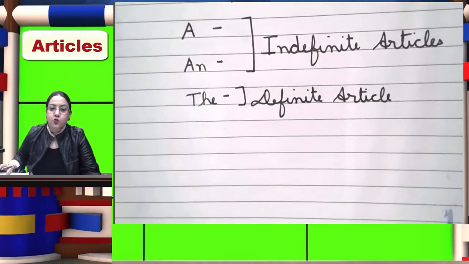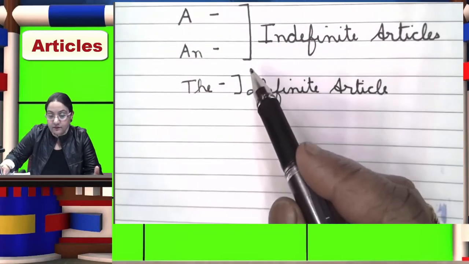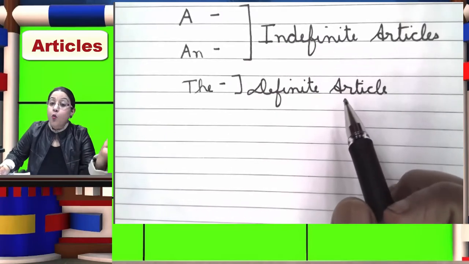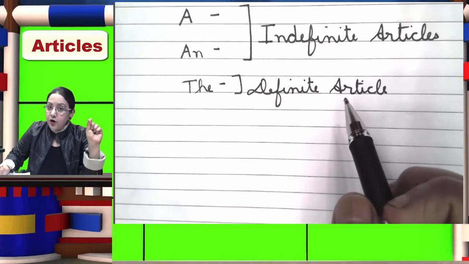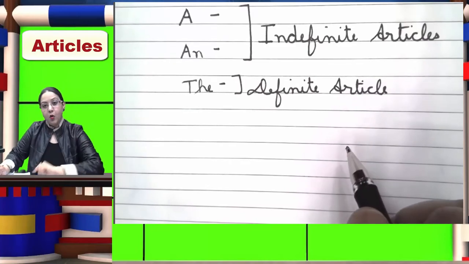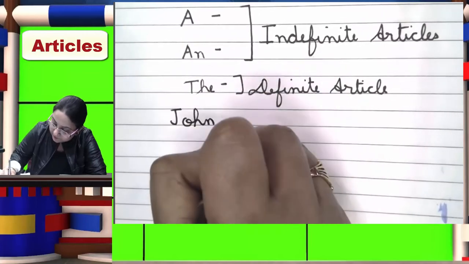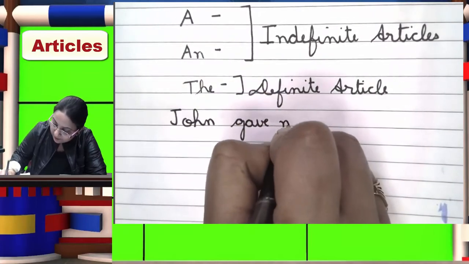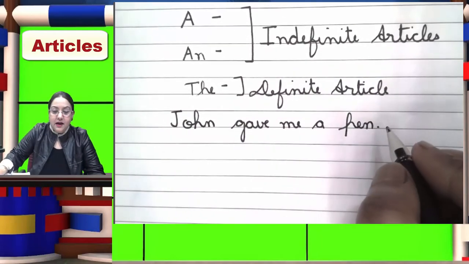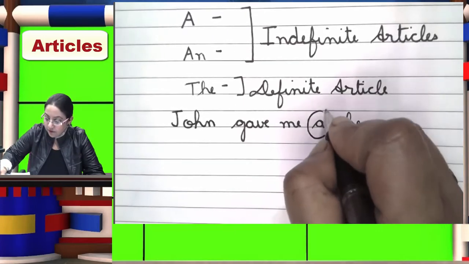Now, first of all, let's quickly recapitulate why I say that a and an are indefinite articles. But before we go into the details, we are going to see where we use a and where we use an. Okay, let's take an example. John gave me a pen. So here my article is a.